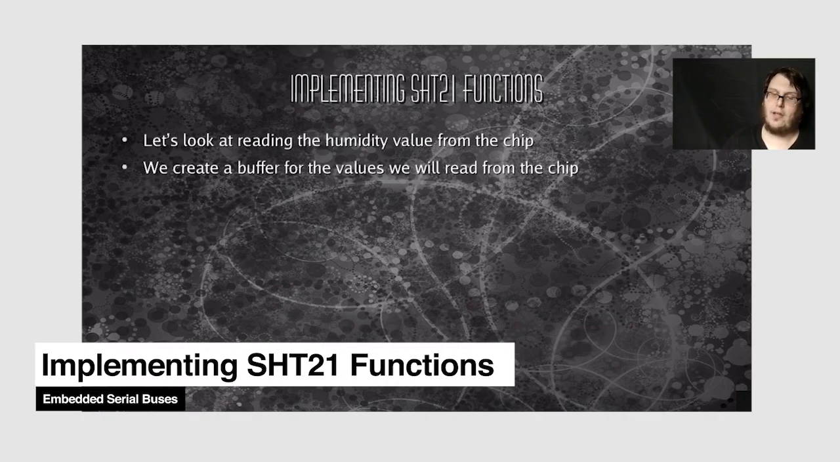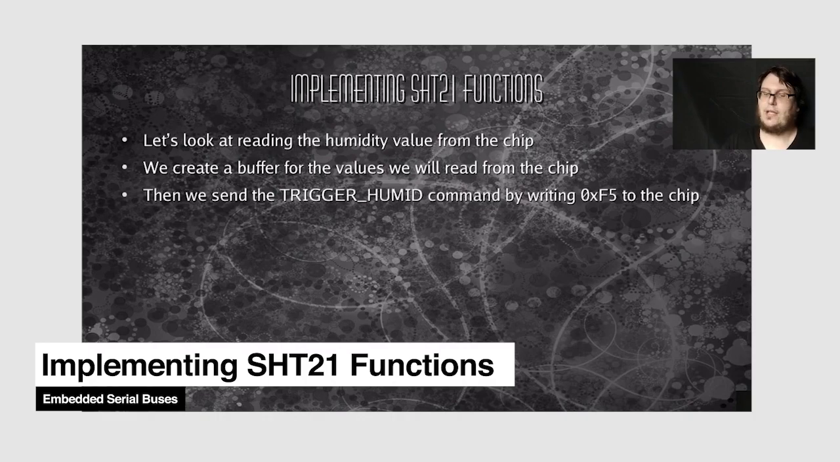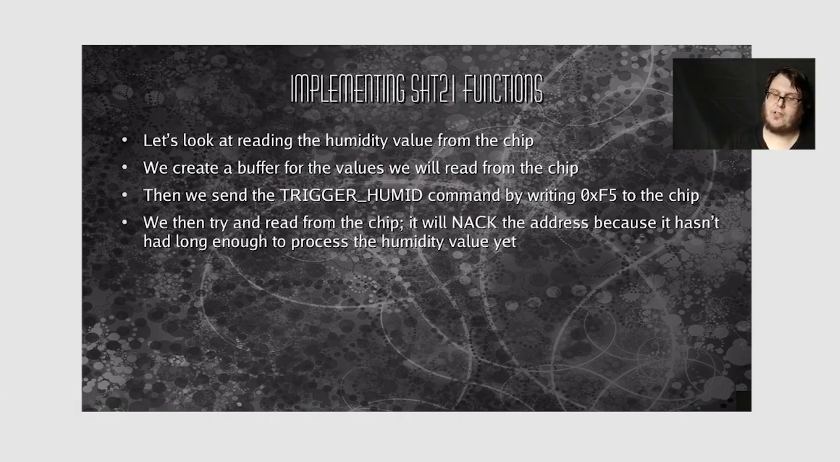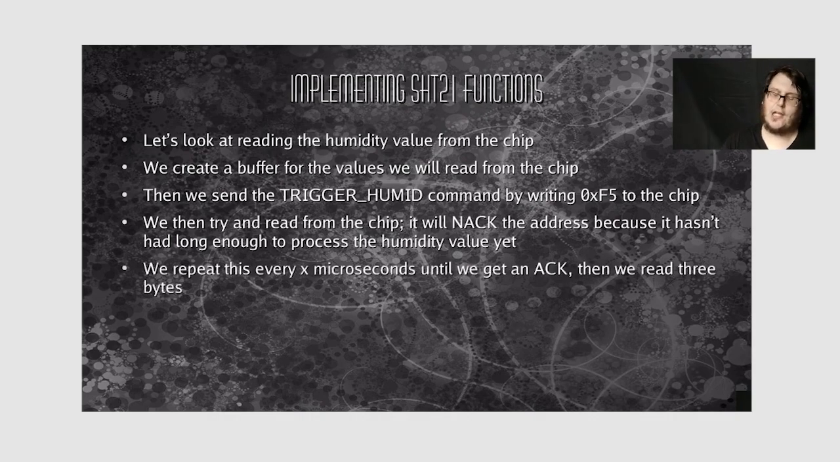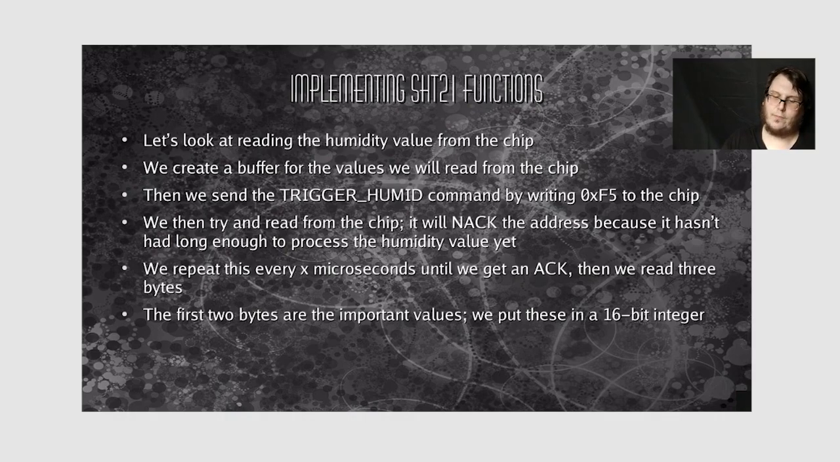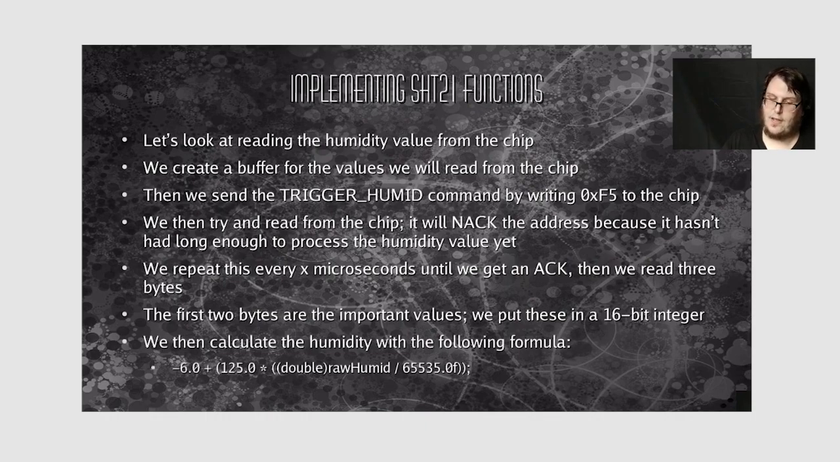And then this is a summary of the code that we just looked at not that long ago. We create a buffer for the values. We send the humidity trigger command. We then try and read from the chip. It's going to send not acknowledges. We repeat this until we get an acknowledge. Read the 3 bytes. We put those first 2 bytes, which are the important ones, into a 16-bit integer. Then we calculate the humidity. And then we can do whatever we want with that.